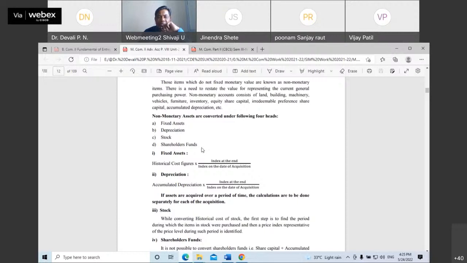Now see, fixed assets. What is the value of the fixed asset at historical cost? The historical cost figure that we get is multiplied by the ratio of the index at the end to the index on the date of acquisition. When you acquired the particular asset in the business, what was the index at that time?